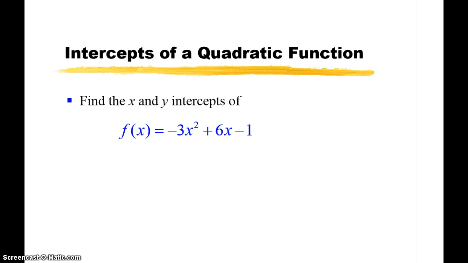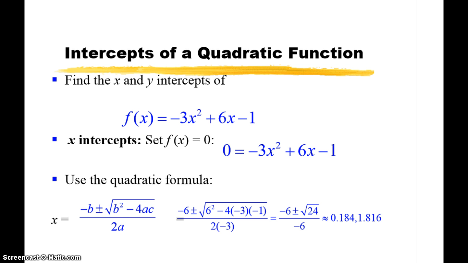Okay, let's talk a little bit about the intercepts of a quadratic function. How do you find those? Well, let's find the x and y intercepts of f of x equals negative 3x squared plus 6x minus 1. To find the x-intercepts first, what do you do? Well, the x-intercepts, you might remember, are called zeros or roots or solutions to the equation, right? So what you do is you set f of x, or your y, equal to 0, and you solve for x. So set y equal to 0 and solve for x.